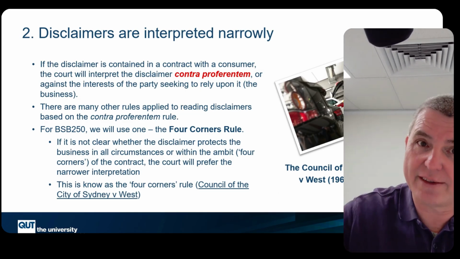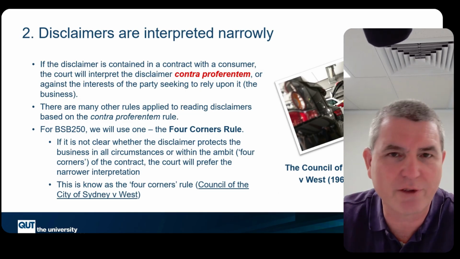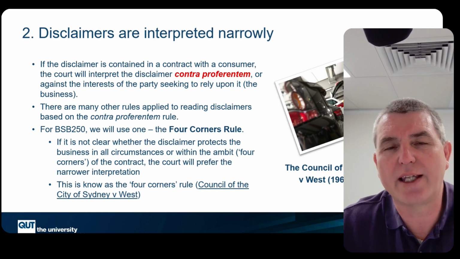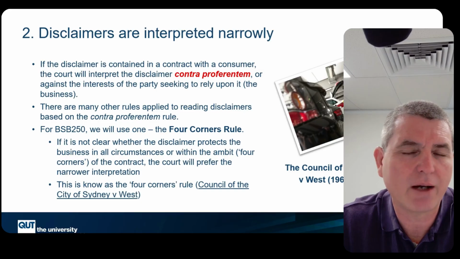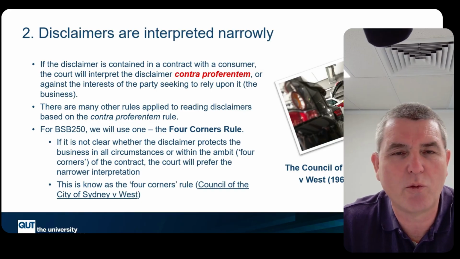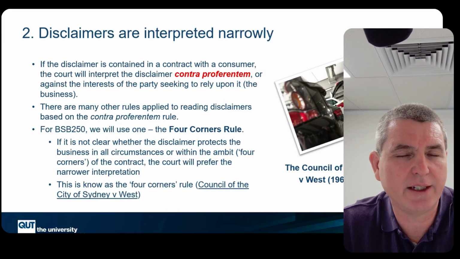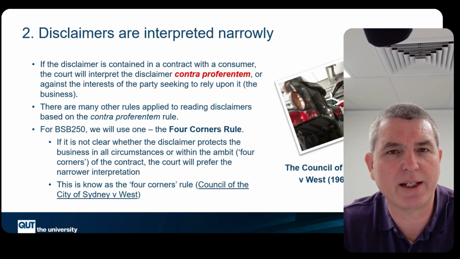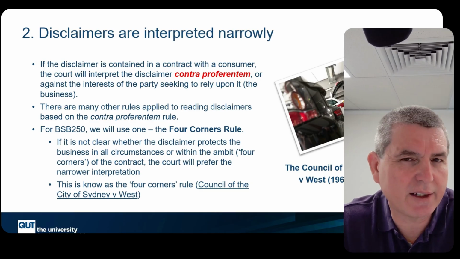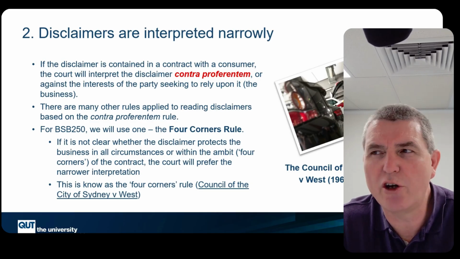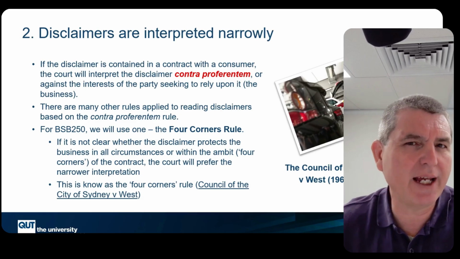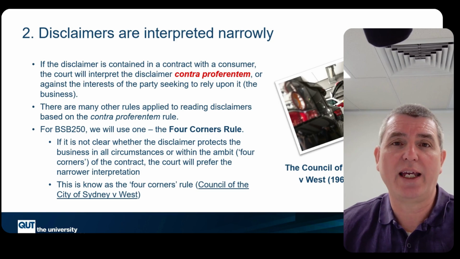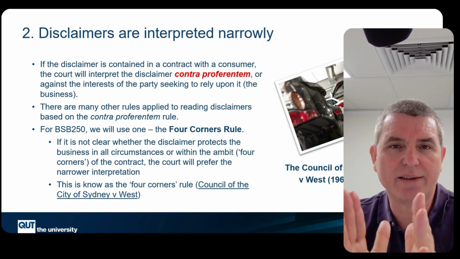Now, if the disclaimer is in the contract, it's either been written, or we've been given reasonable notice, or we know about it from prior dealings, then the second rule is that that term will be interpreted narrowly. What does that mean? We're going to concentrate on one example from the Council of the City of Sydney and West, but there are many rules here that help us interpret something narrowly. Here's a way of thinking about it. Basically, you can think of a disclaimer as being interpreted in multiple ways. It's a little bit ambiguous. And so what the courts do is resolve any ambiguity by narrowing it, making it apply as little as possible.